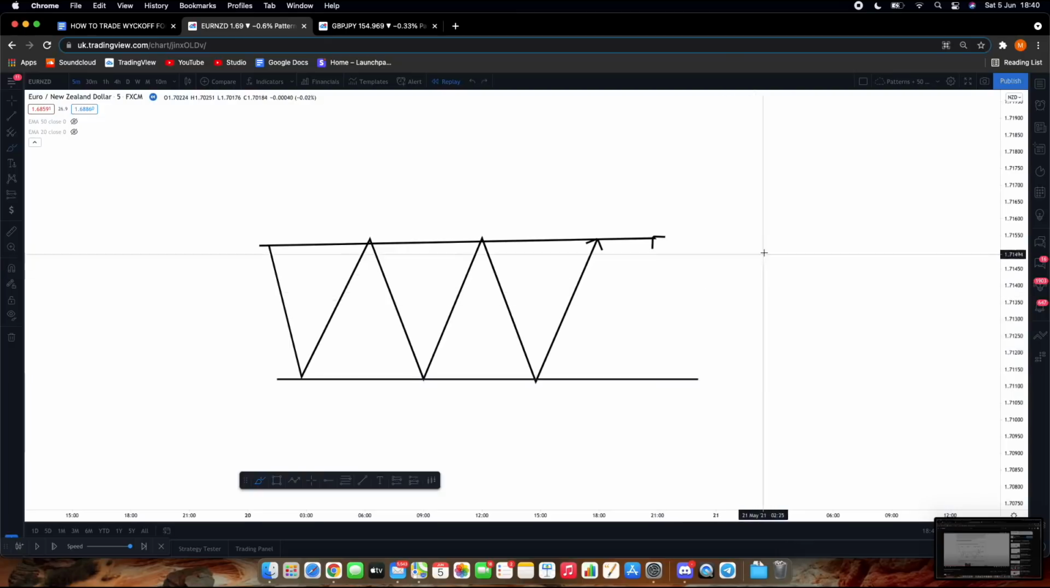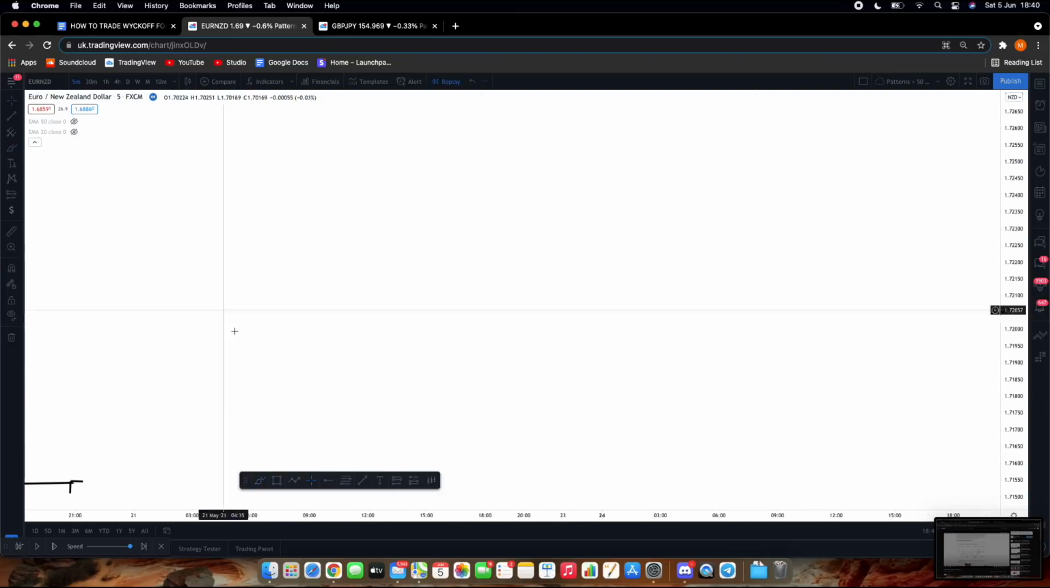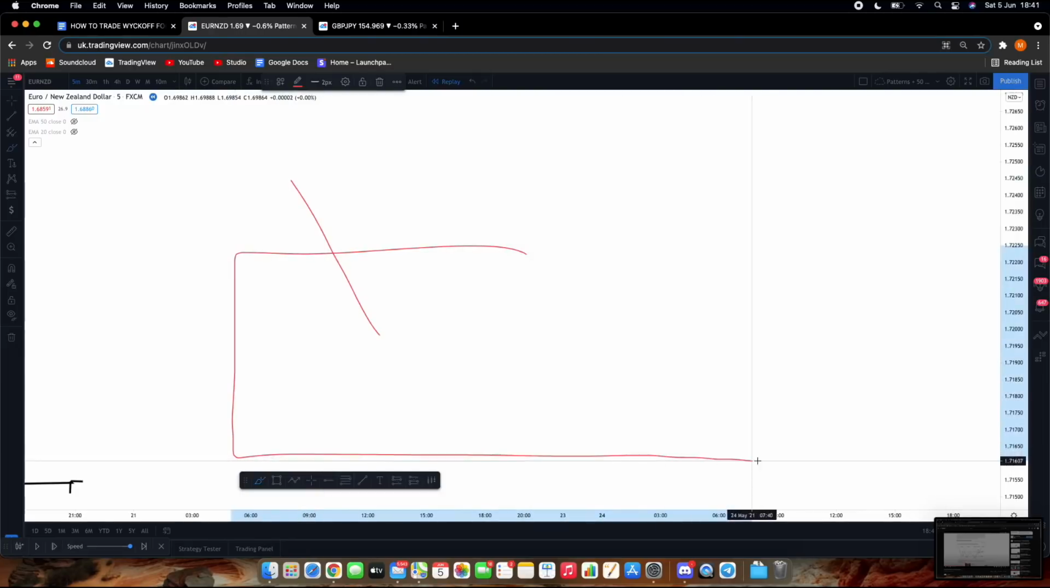So what they will do is they will print situations in that zone. Within this zone, say this is the area that smart money wants to buy this asset from. What smart money will do is they will print situations onto the market to instigate retail selling. So what would that look like?